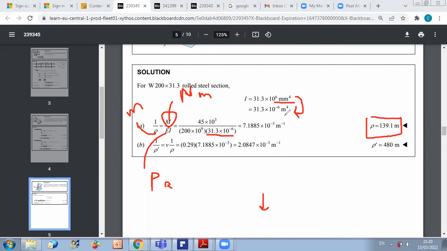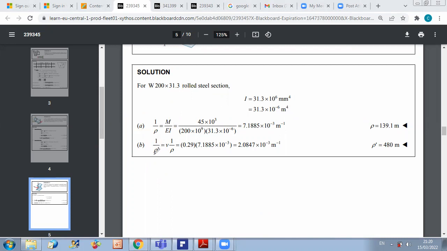Now, to get the transverse radius of curvature, as we demonstrated in the course material, 1 over rho prime is equal to the Poisson ratio over rho. So this relation between the two radii of curvature will allow you to get the radius of curvature of the transverse section. So we are done with chapter 4.